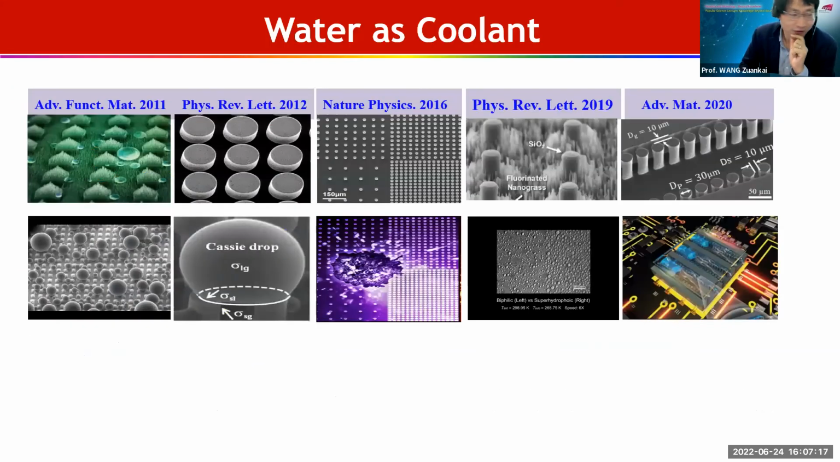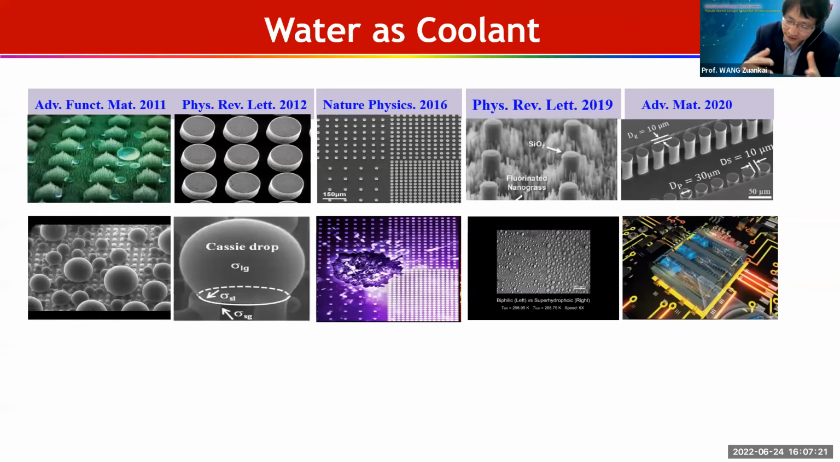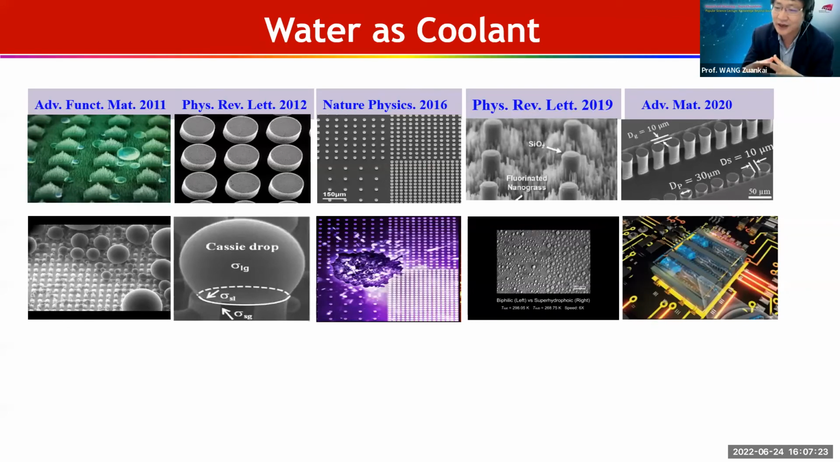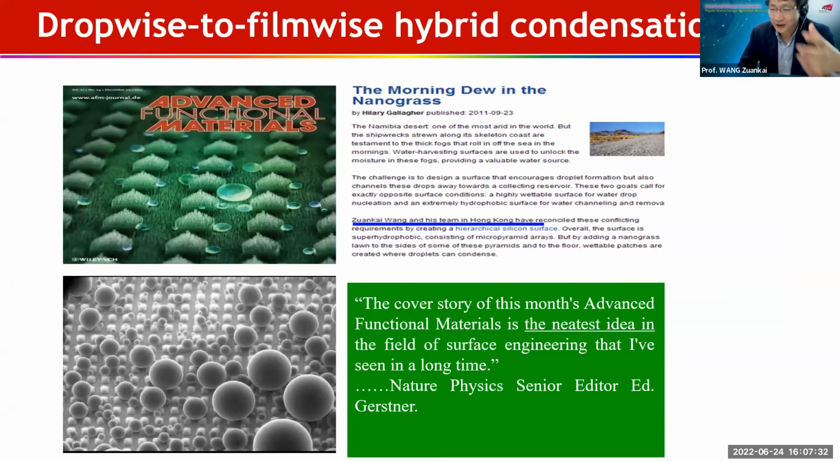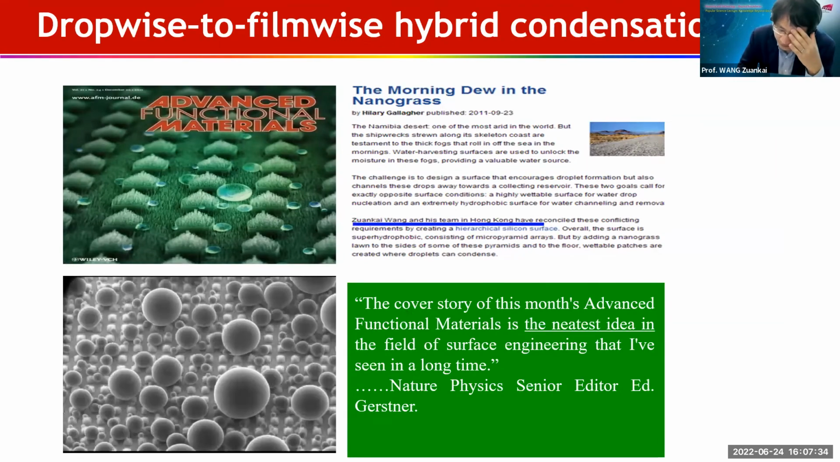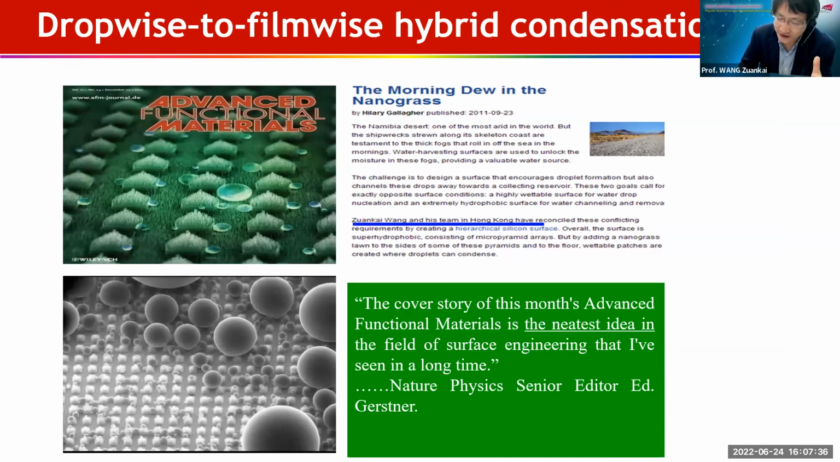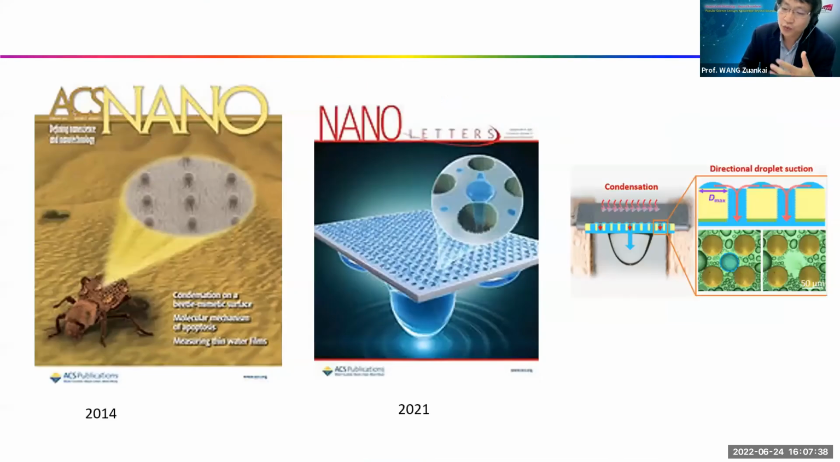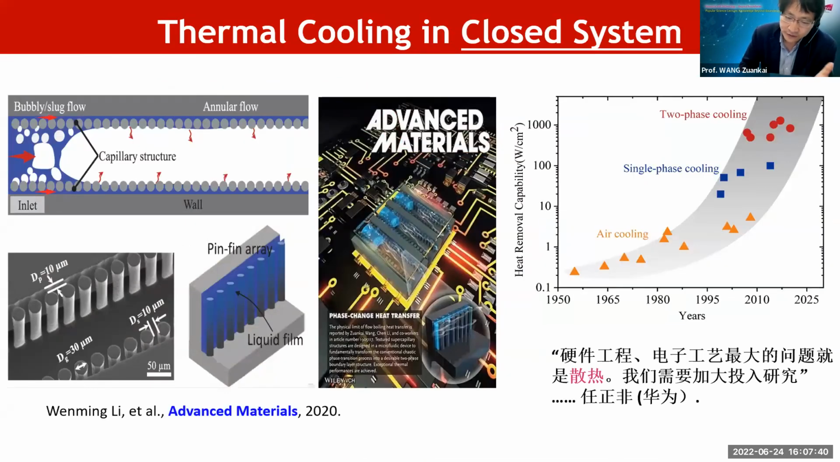So we also have work on another application, which is about how to cool down the surface. Basically, we use the latent heat of the water. So we work on condensation, how to achieve droplet condensation and film water condensation to cool down the surface. And also we work on fluid boiling, right?